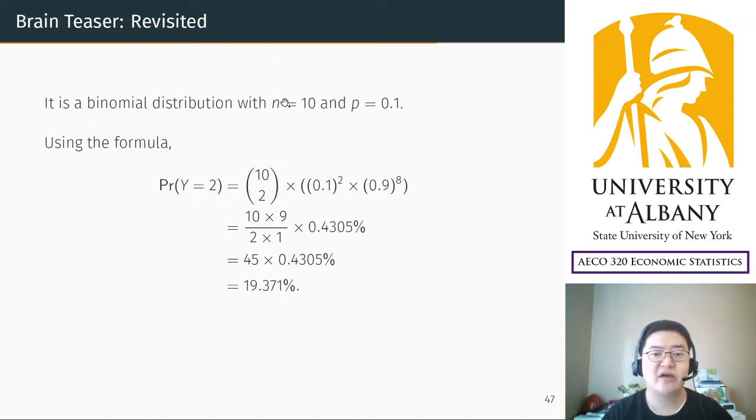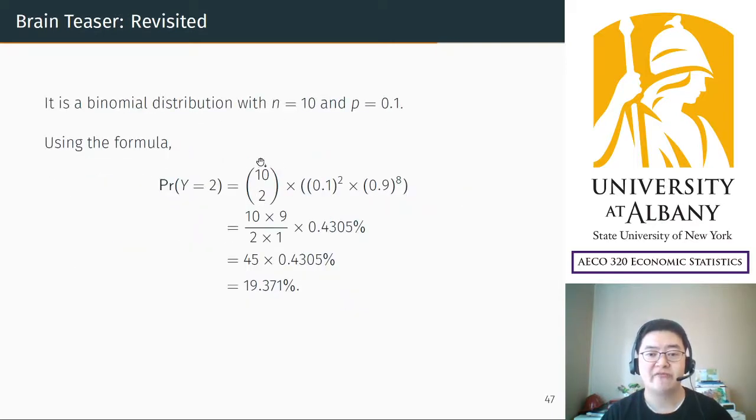So first you have to find the parameters, 10 and 0.1, which is obvious. And using the formula, we are looking for y equals 2. So 2 cancellations out of 10. So 10 choose 2 is the first part. And the second part is this. It's clear: the cancellation probability happens twice, and the 90% non-cancellation probability happens 8 times.